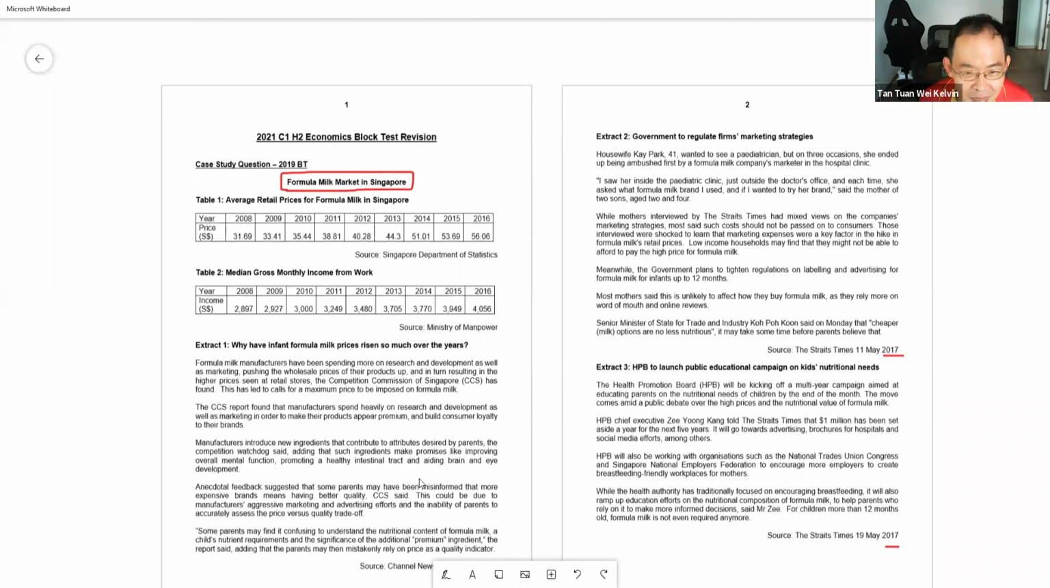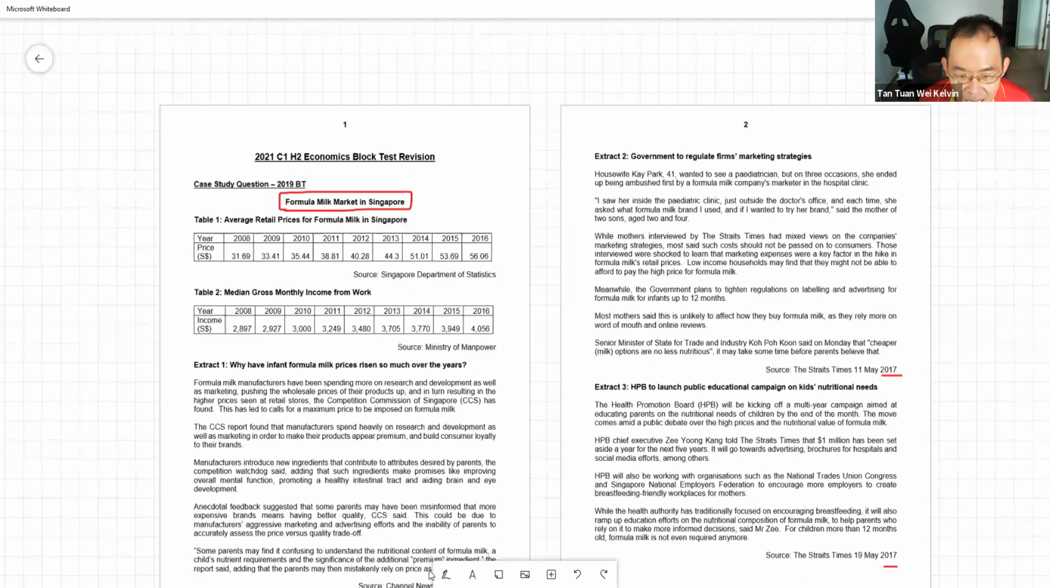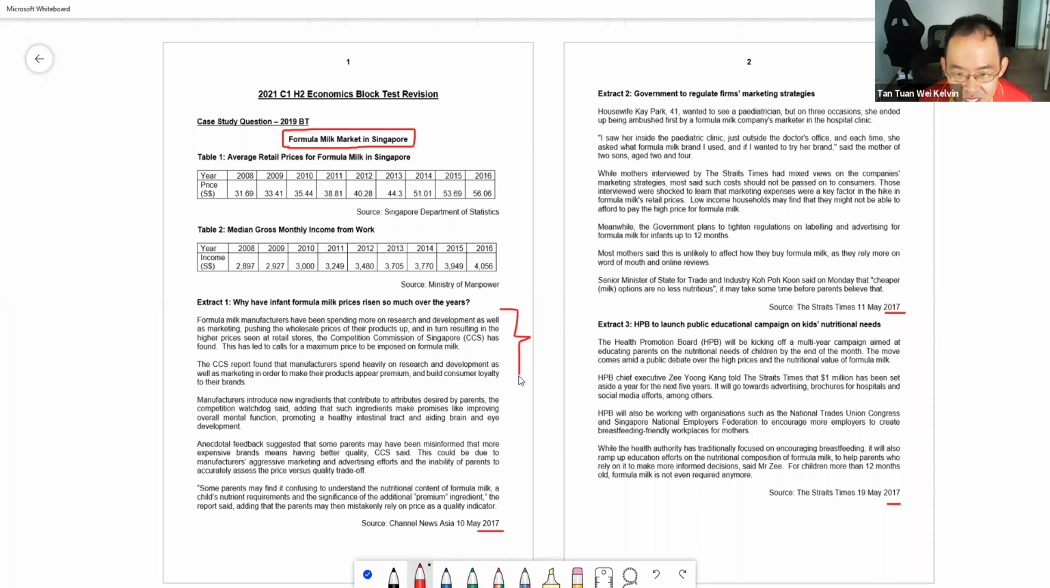So take note of extract 1. Extract 1 tells you why the price of milk is high because of the cost of production. So this is what you can expect for one of the questions, the 4 marks demand and supply question. These are all claims by the firms, making promises. A lot of parents have this view that these firms are saying that if my baby drinks the specially expensive formula milk, the IQ is better and their health is also better.